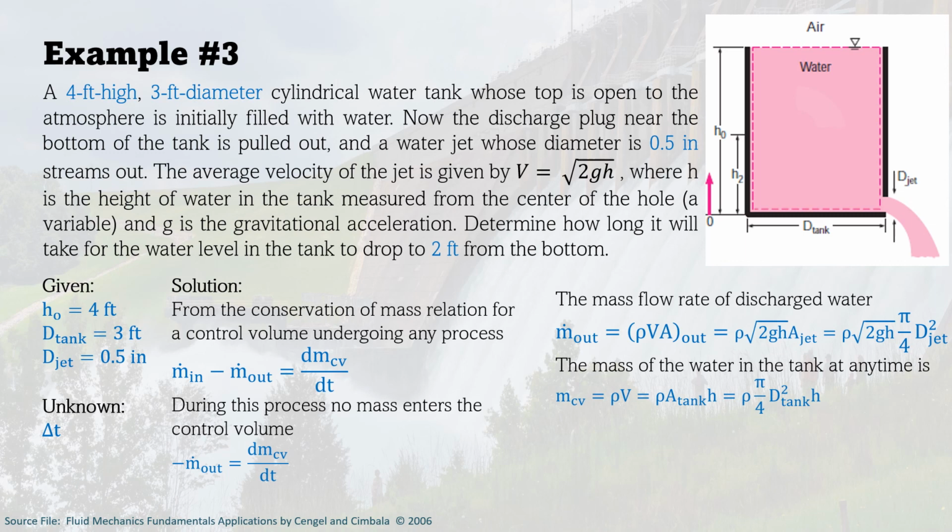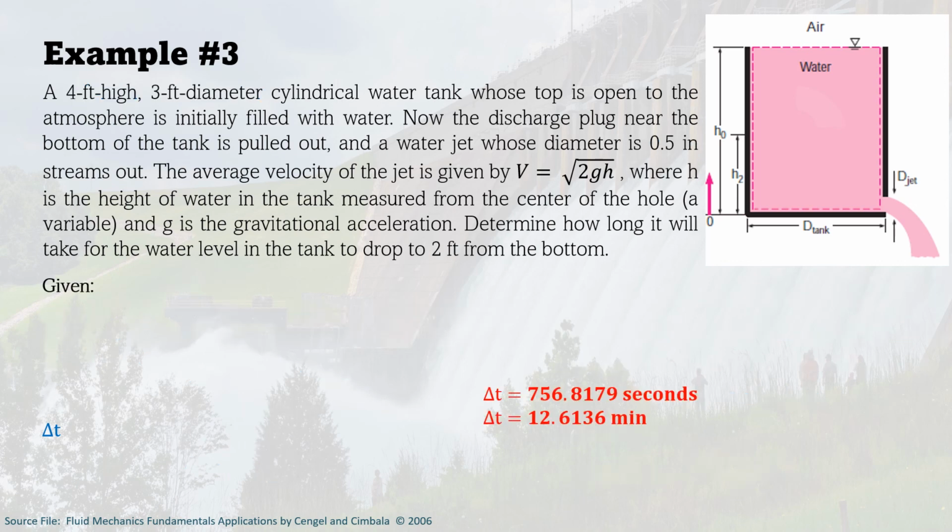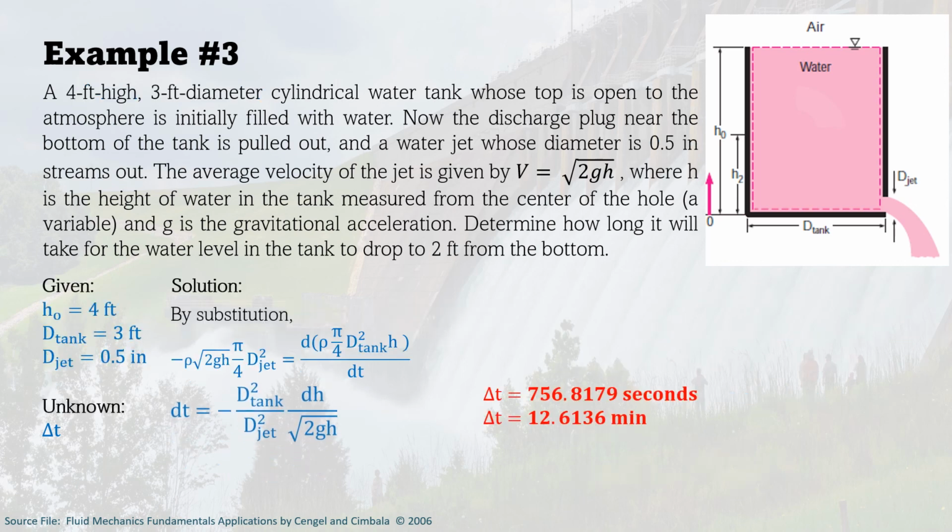Now that we have the m_CV and the mass flow rate out, we will substitute them into the equation that we had a while ago. By substitution, we have these values, as you can see, in terms of dt. Our goal is to solve for the value of time. To solve the value of time, we will have to work with that particular equation.